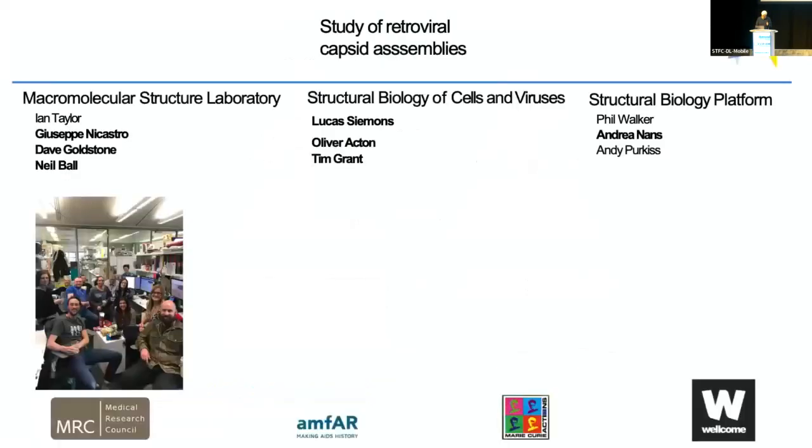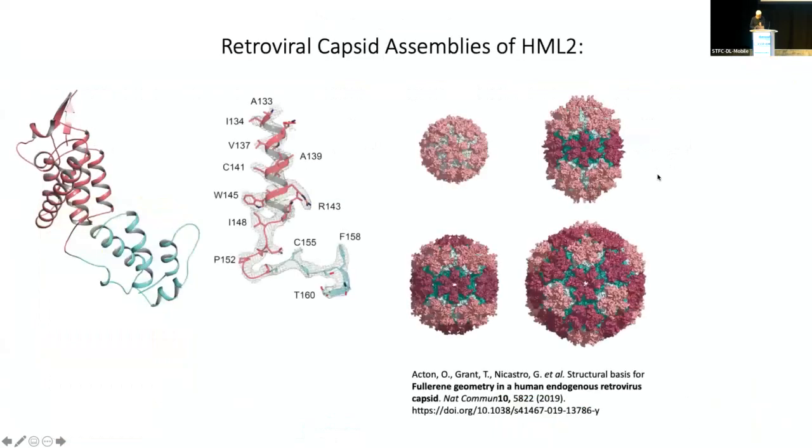So we've been wondering about what might be the utility of this in a higher resolution world for either optimization or validation. I'm taking an example that we have applied it to from our studies of retroviral capsid assemblies, which have been in collaboration with Ian Taylor's laboratory. This structure was solved and published by Oliver Acton, my student, with a lot of help from our structural biology platform, and in particular, Andrea Nans on some of the experimental procedures I'll describe.